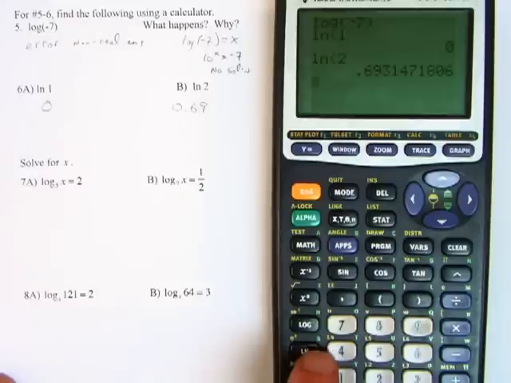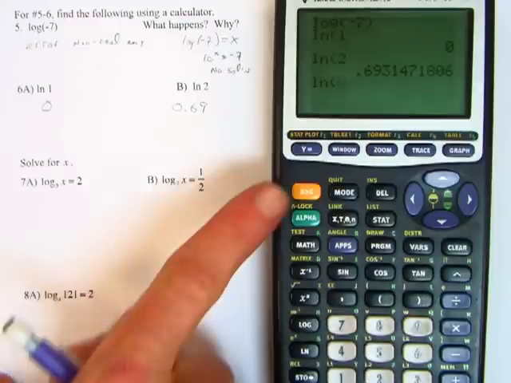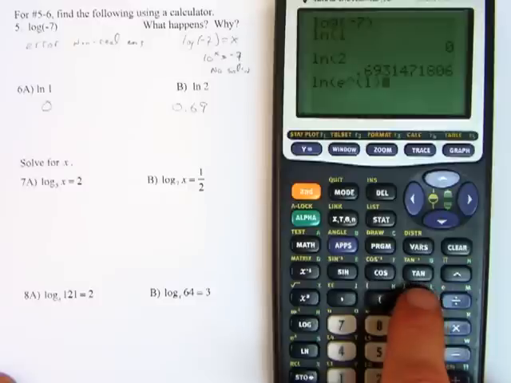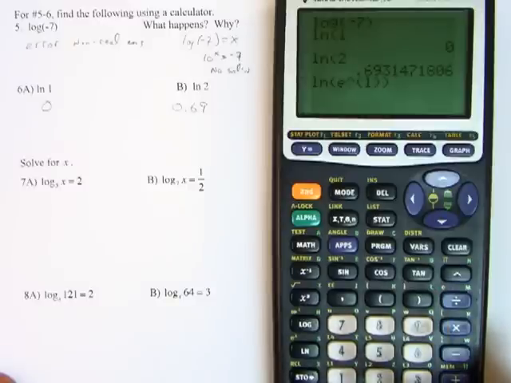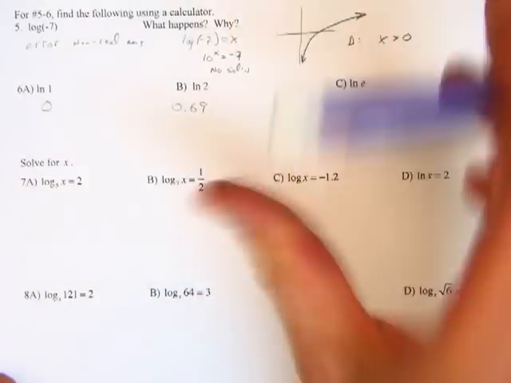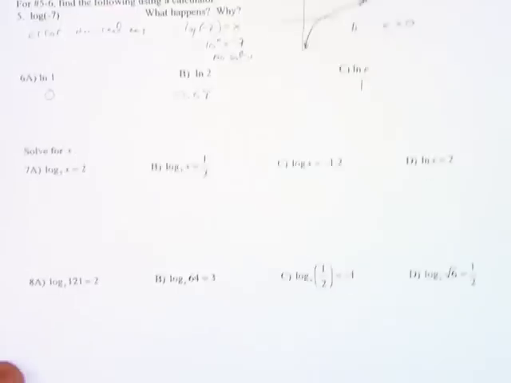On that one, hit ln, and notice right above the ln in yellow there's e to the x. So we need to press second, e to the x, and notice how it says ln of e to a power. We're going to plug in 1, close the parenthesis, and hit enter, and it gives us 1. There's another way we can do it, but we need to know this key, so I'll just use this. And this is 1.